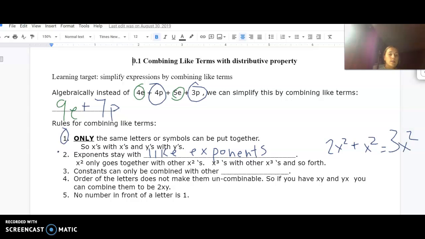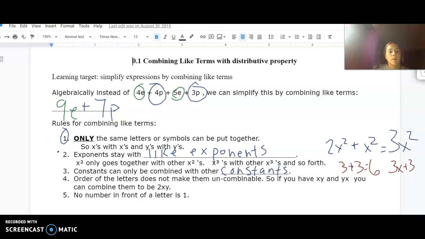Number 3, constants can only be combined with other constants. So an example of that, if I have 3 plus 3, I can combine those to have 6. But if I have 3x plus 3, that's simplified. I cannot combine those any further.